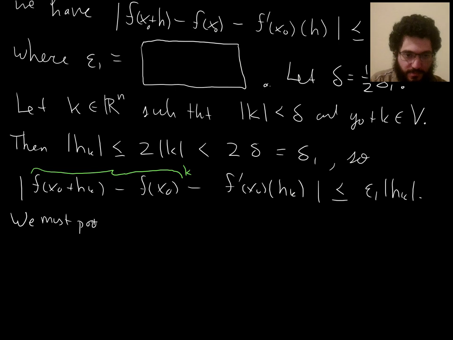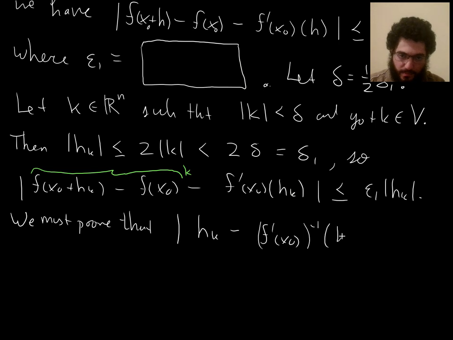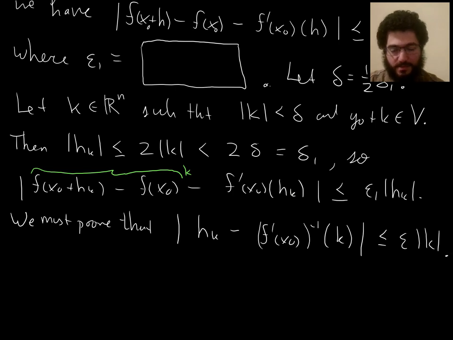We must prove that the distance between hk and this is less than or equal to epsilon times the norm of k. So I hope this also feels right as we write it, and it's not just a bunch of symbols for you.